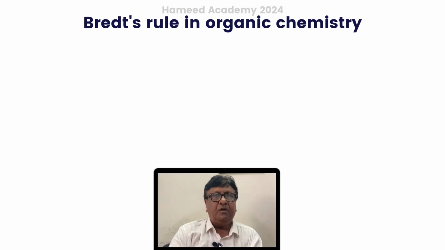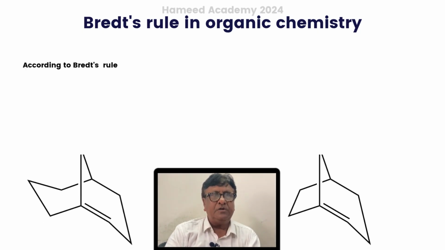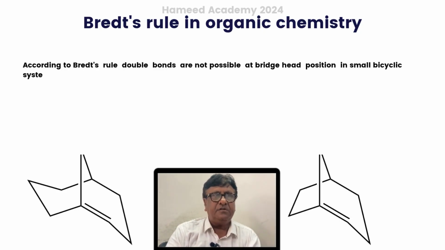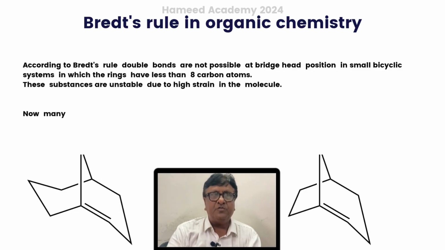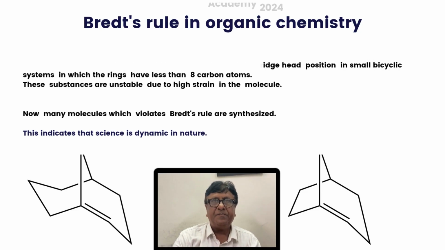Bredt's rule in organic chemistry. According to Bredt's rule, double bonds are not possible at bridgehead position in small bicyclic systems in which the rings have less than 8 carbon atoms. These substances are highly unstable due to high strain in the molecule. Now many molecules which violate Bredt's rule are synthesized. This indicates that science is dynamic in nature.